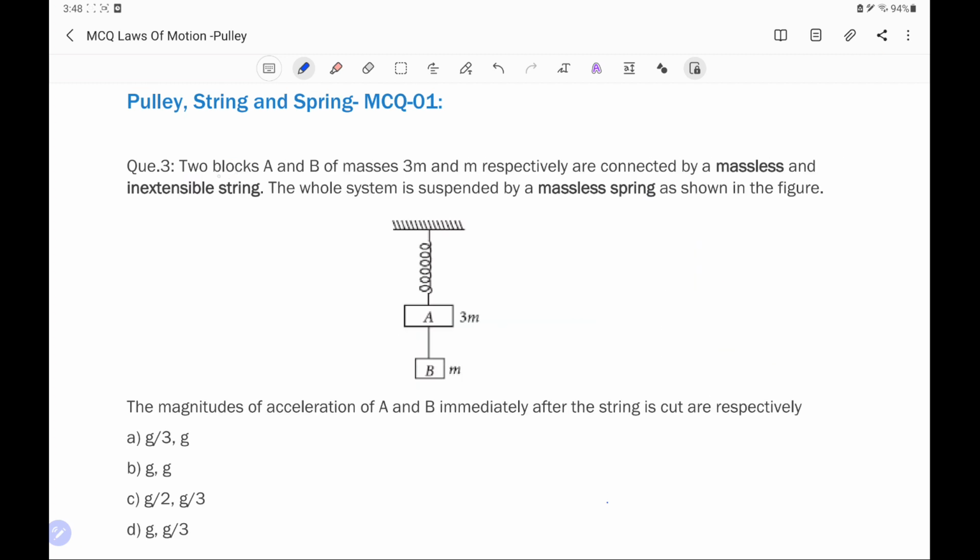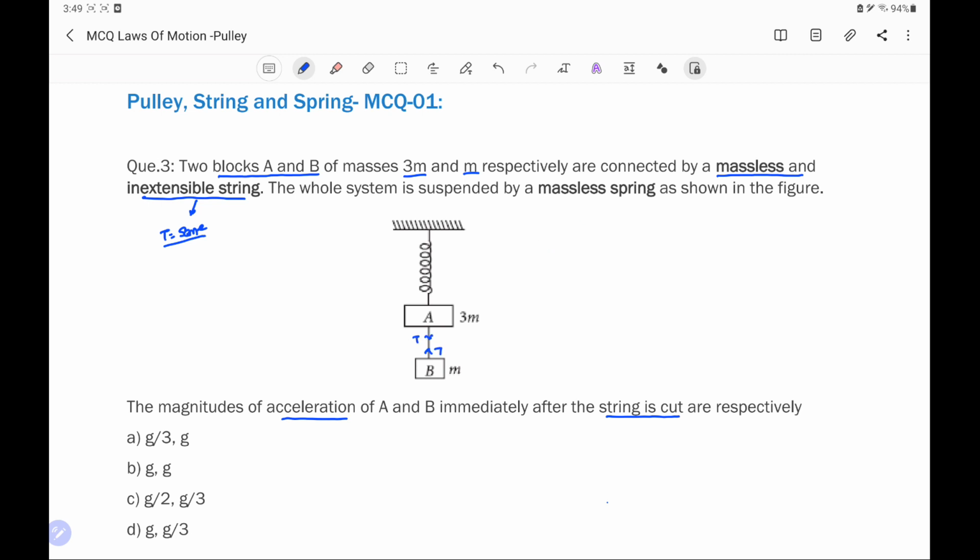Third question is, two blocks A and B of the masses 3m and m respectively are connected by a massless and inextensible string. It implies that tension is same throughout its length. The whole system is suspended by a massless spring as shown in the figure. The magnitude of the acceleration of the A and B immediately after the string is cut are respectively. Here, the tension in the string will be T.